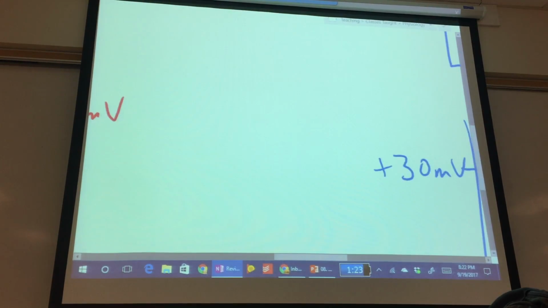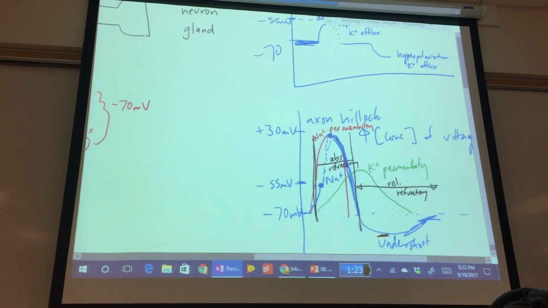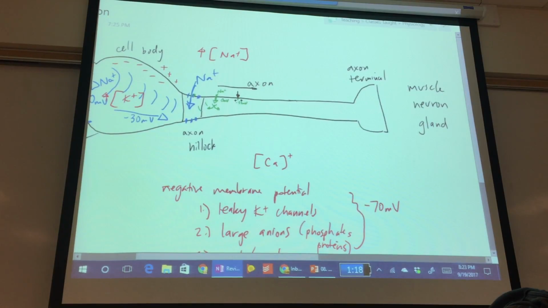Going back to our graph. Once we reach that point, it's now positive on the inside for just a fraction of that second. And then we're going to go into the falling phase, into an undershoot. And as sodium's rushing into that area, that's going to cause another depolarization in this area, and another depolarization, another one, all the way until we reach the axon terminal.